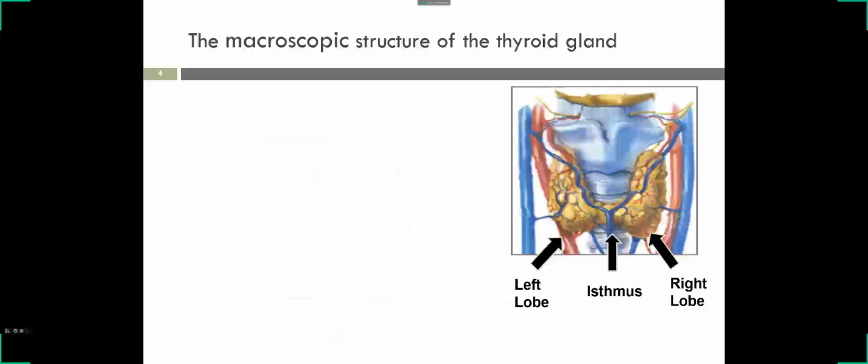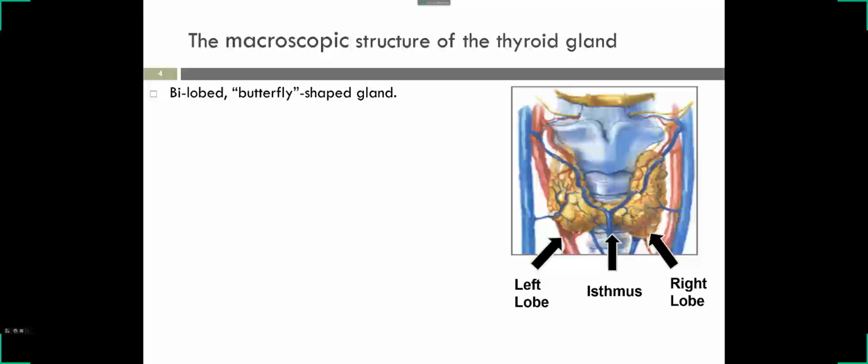So this is a rough macroscopic viewpoint of the thyroid gland. It was recognized early on anatomically because it has this butterfly shape, and it has two halves on either side. And the two halves are called lobes. You have a left lobe and a right lobe.